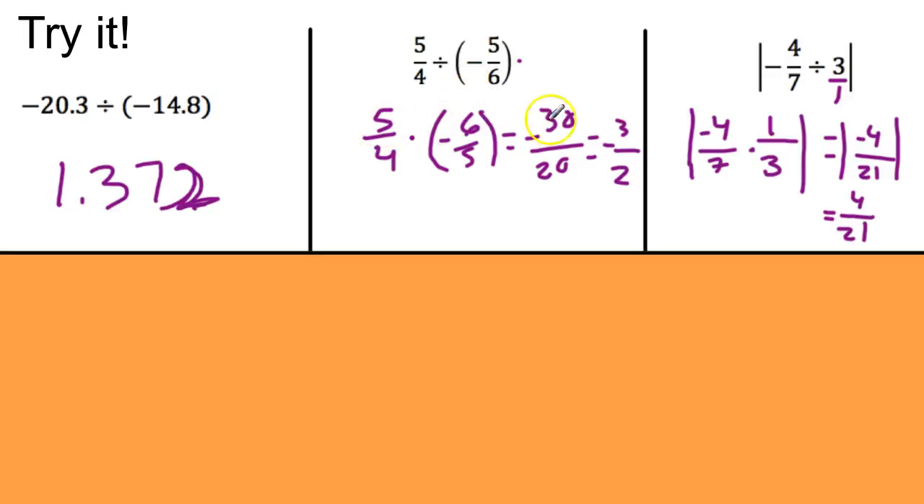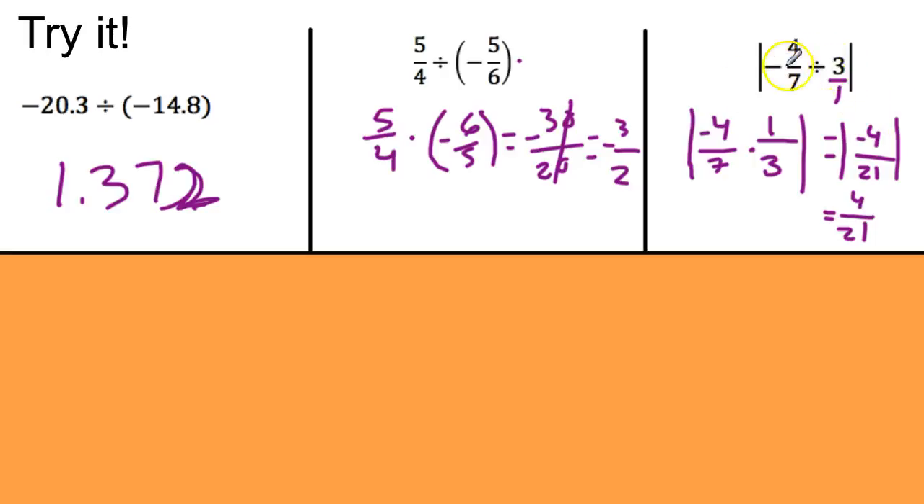Over here, 5/4 divided by negative 5/6, you need to flip this fraction and then multiply. So 5 times 6 is 30, 4 times 5 is 20. We have one negative, so it's going to be a negative. This can simplify. You see zeros right there. You can really just cross those out. Negative 3/2.